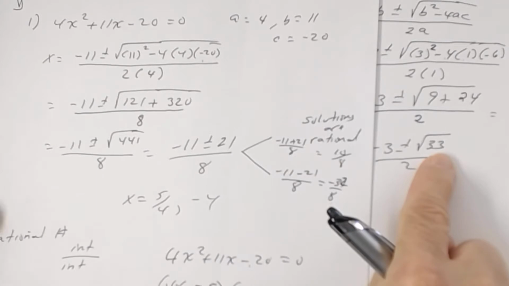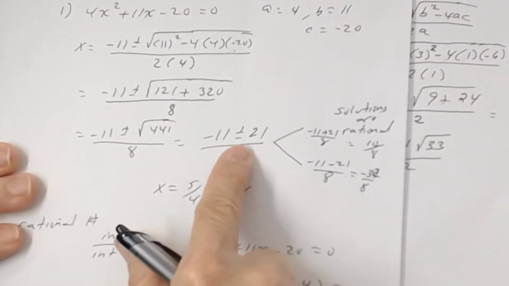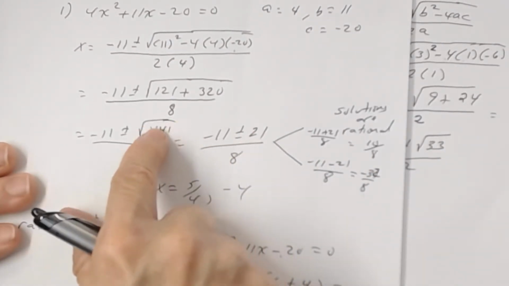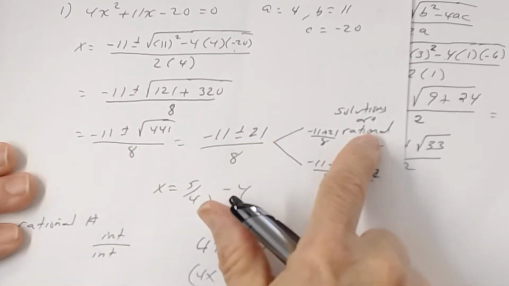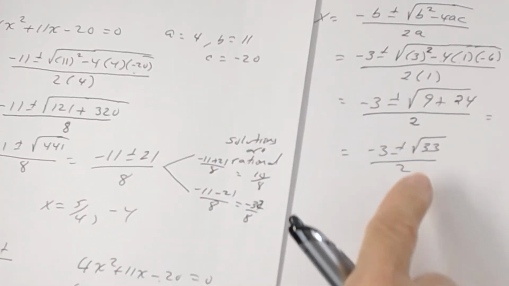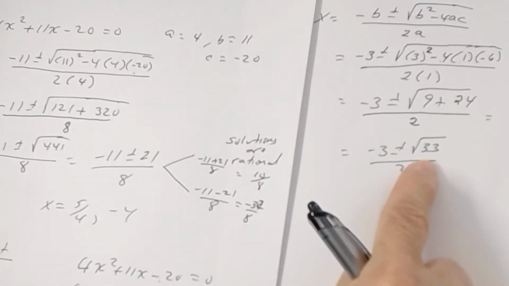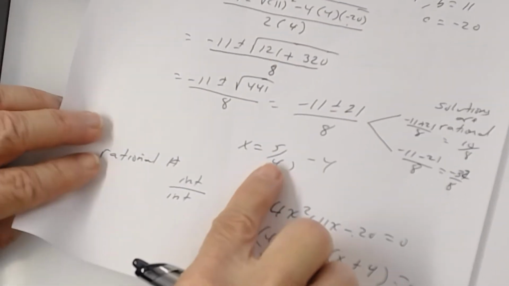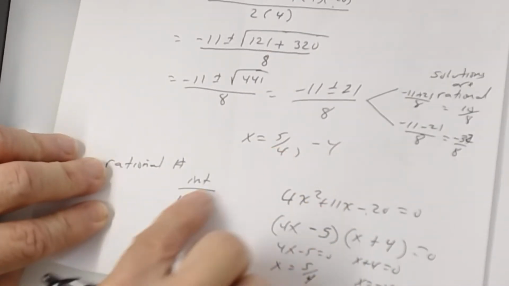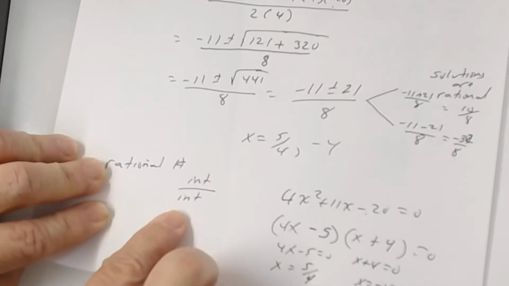All right. Now, when we did this one, we said that since the square root of 441 was a whole number, we ended up with what kind of solutions? Rational. This square root doesn't go away. So you're going to end up with irrational solutions. So these are irrational solutions. Remember, a rational number is a number that can be written as an integer over an integer.